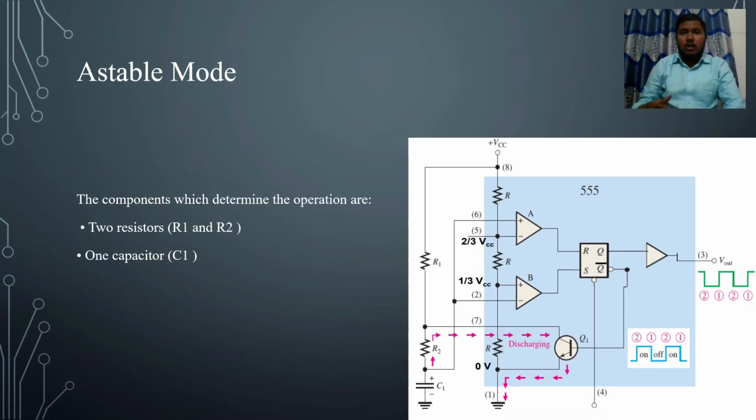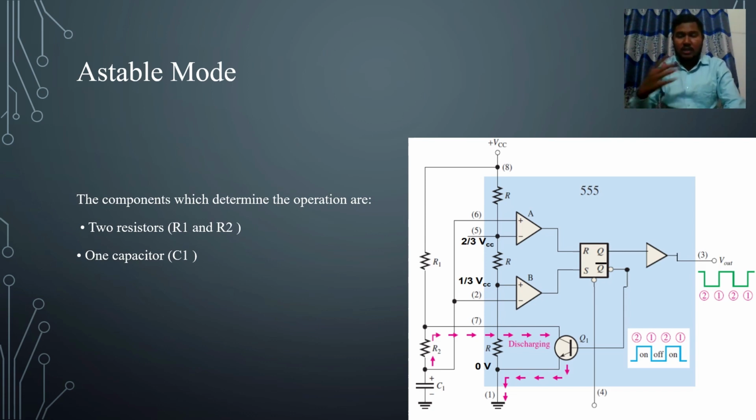Astable mode. The components which determine the operation are two resistors, R1 and R2, and one capacitor, C1. In this mode, the output of the 555 timer switches between two unstable states without any external trigger. This feature of the 555 timer can be used to generate a continuous rectangular wave. The output of the circuit is a square wave pulse.